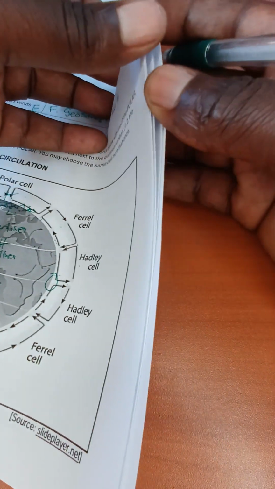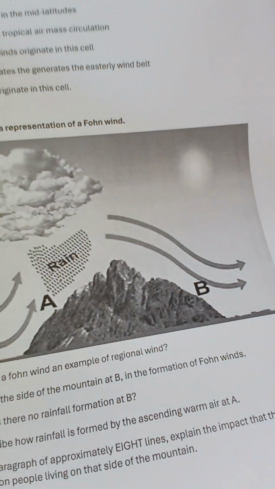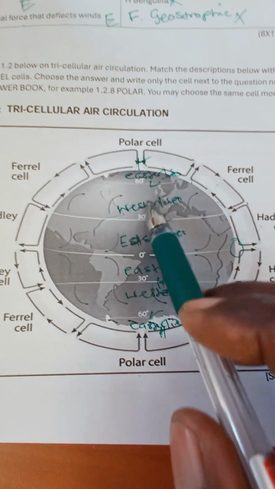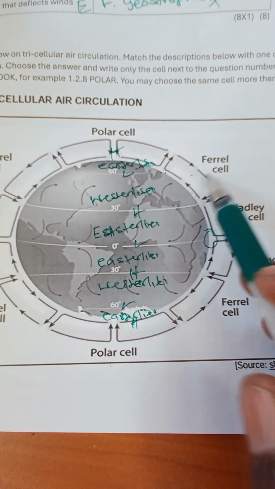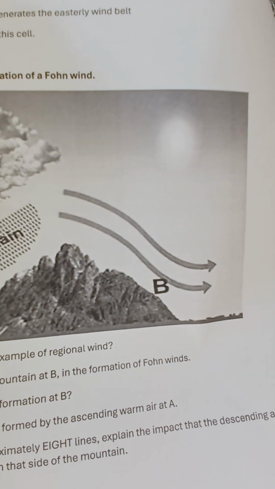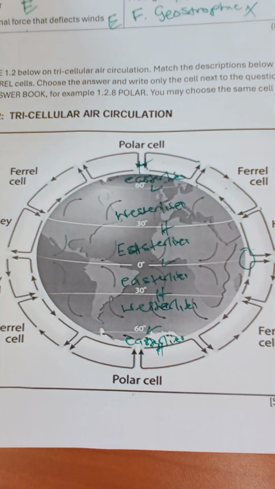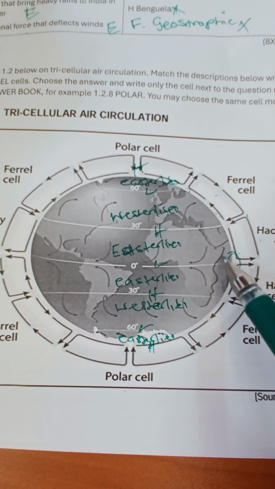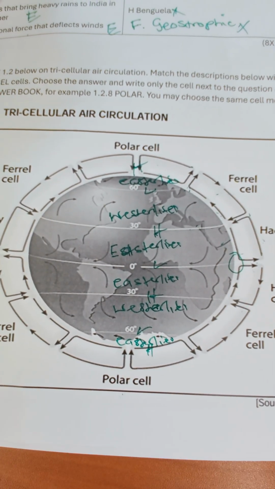Next one, it reads, the air circulation is in the mid-latitudes. In the mid-latitude, this is where we have got the westerlies. That is your Ferrell cell. Next one, 1.2.4. Associated with the tropical air mass circulation, which means the tropical air mass is between 0 to 30. That's where the tropical air mass is, which is your Hadley.